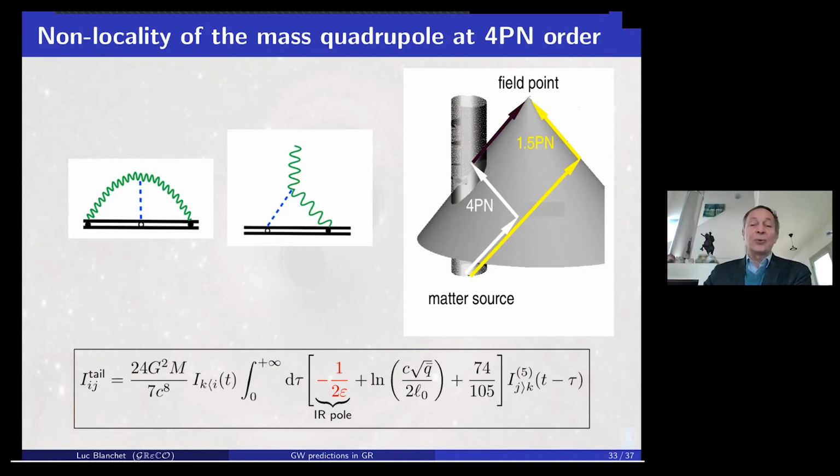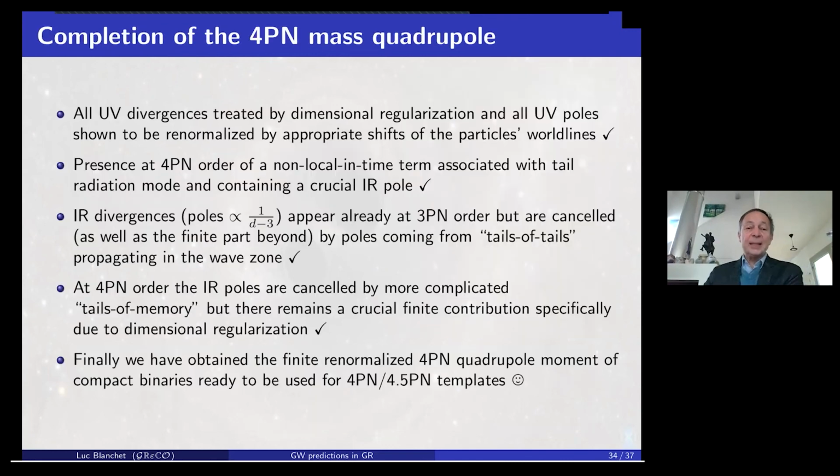This is a central piece in order to complete the post-Newtonian templates at 4PN order. You need, of course, the quadrupole moment, which enters the quadrupole formula at the highest approximation, which is 4PN. Notice that we have found that at 4PN order, in the quadrupole formula, there is a non-local piece, which is due to tails. And associated with that piece, there is an infrared pole. And we have to prove that this pole is actually compensated with poles coming from other parts of the calculation, namely potential modes in the calculation. And this is what we have done.